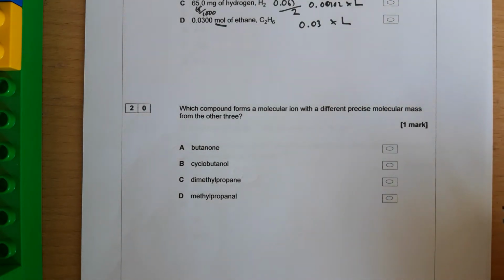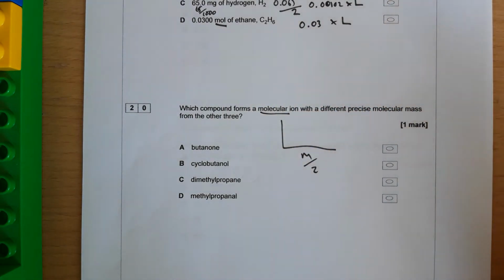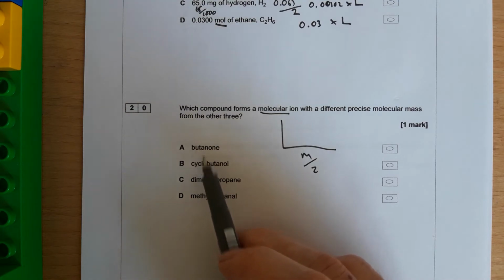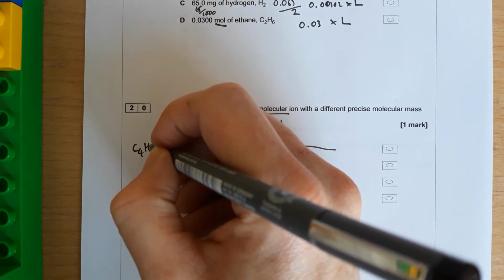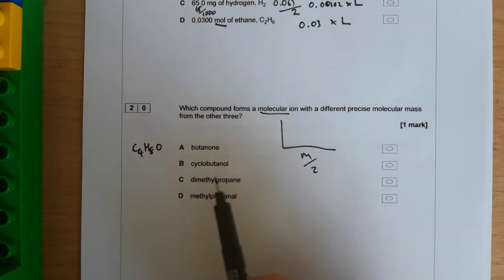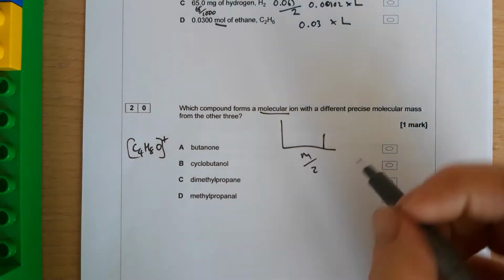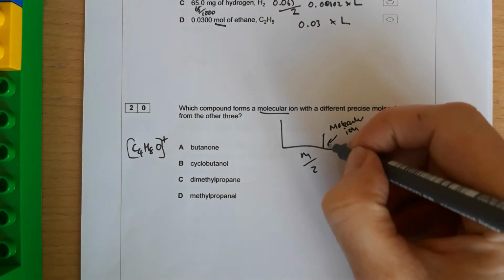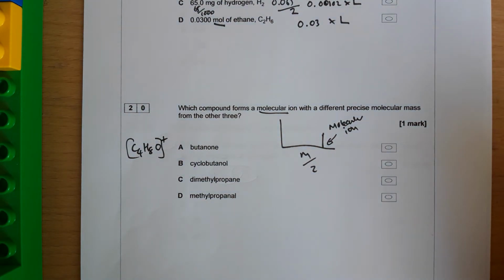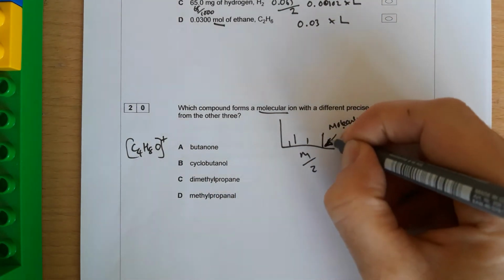Which compound forms a molecular ion with a different precise molecular mass? Right, a molecular ion is something that you put through a mass spectrometer and it's M divided by Z. All of these molecules, you can put them through a mass spectrometer. So butanone, C4H8O. You put that through a mass spectrometer, it gets ionized, it blasts through and it comes up with a peak. The heaviest peak is known as the molecular ion, sometimes known as the mass ion, and that would come through weighing whatever butanone weighs. You'd also see some fragments, but whatever. So butanone, you'd see a molecular ion, this furthest right peak.